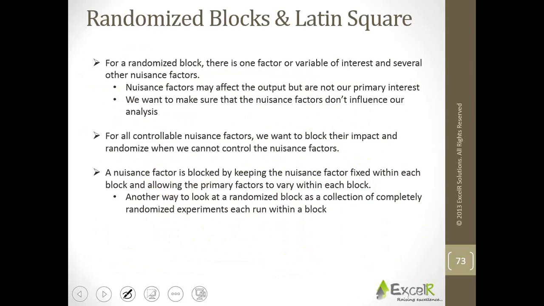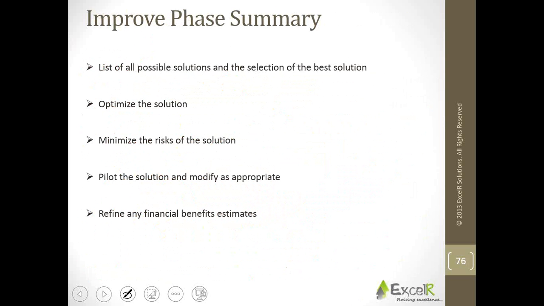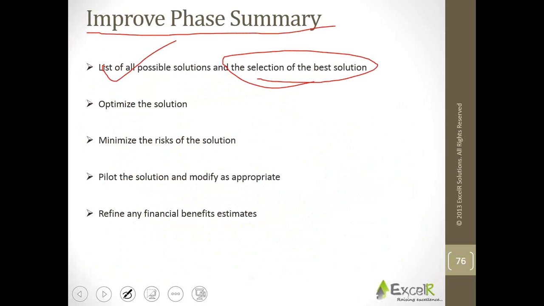Actually, I think this is the last slide. So we'll just complete this and close. What is the summary of the improve phase? List all the possible solutions and select the best solution. You try to optimize the solution. Don't just say that this is the best solution that we have. Try to optimize that best solution.